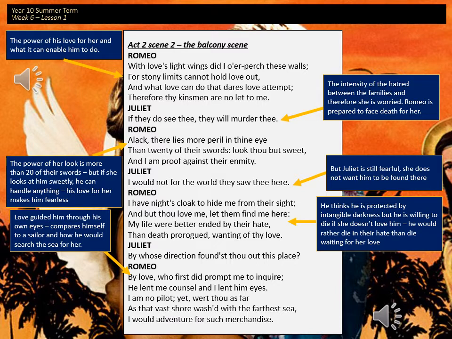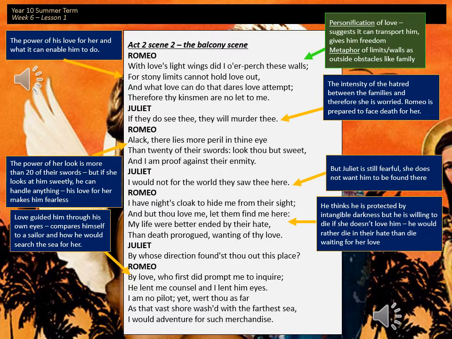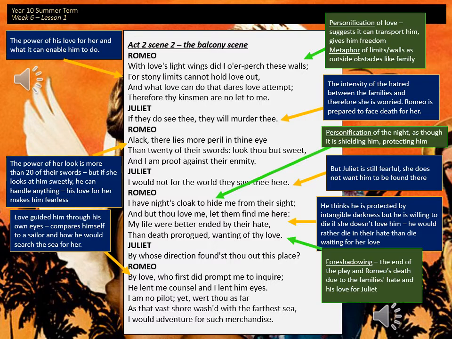But of course, we're not just looking for our inferences and our understanding of what's happening. We're looking for those specific devices that Shakespeare's used and what those can tell us. So we've already talked about the personification and the metaphor in those first few lines, but there's also personification there of the knight, as though it's shielding him, protecting him. We've got some foreshadowing there.